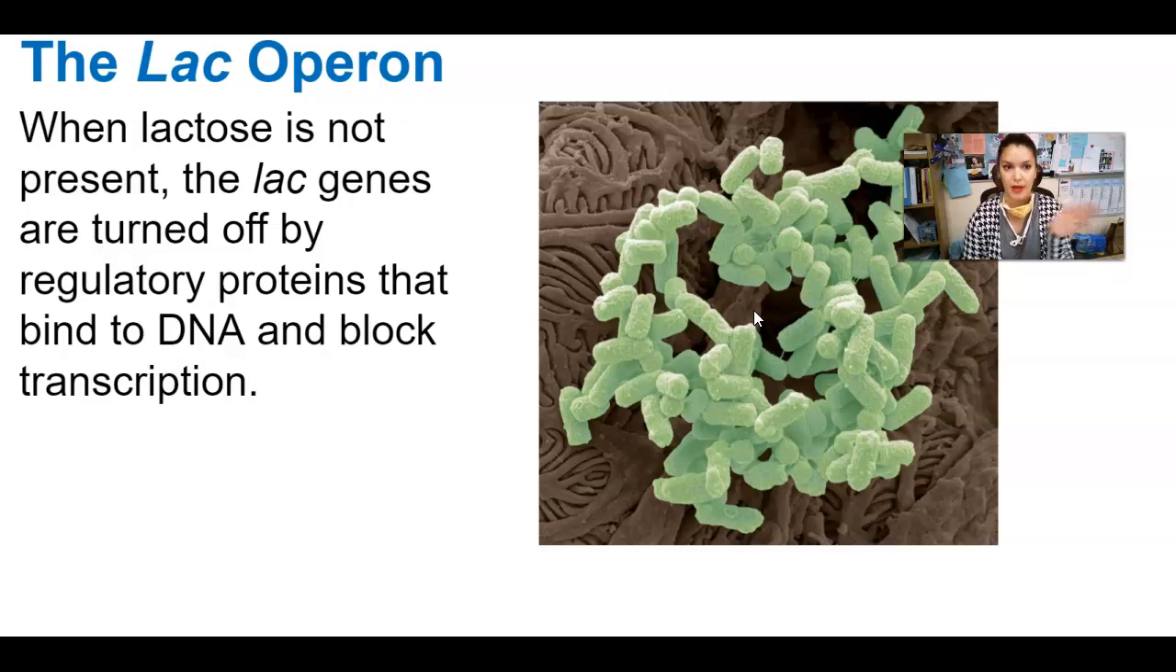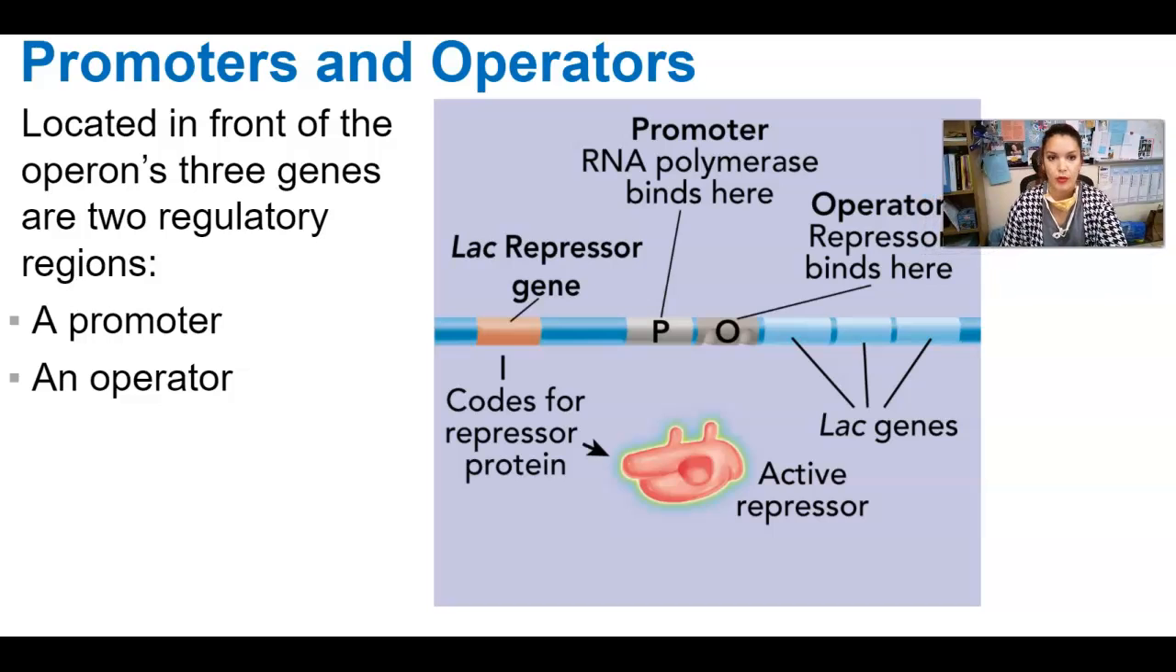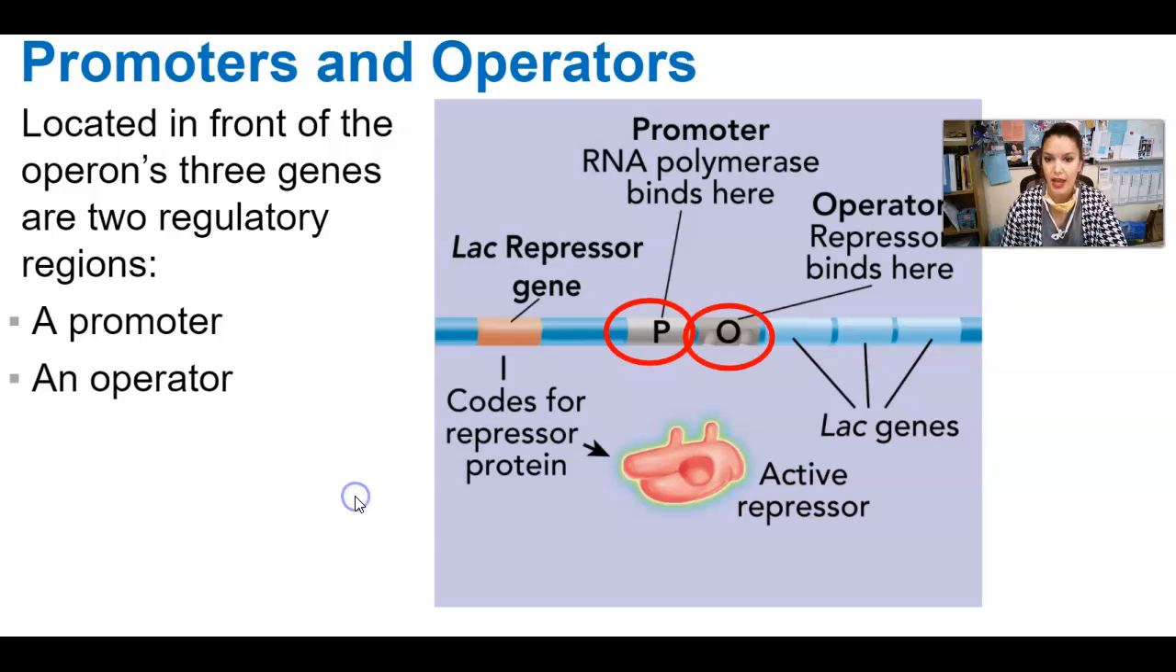Bacteria don't always need to be evolving, so if that's the case, they will block transcription from happening. All right, so promoters and operators are still words that you should know, just in general. We're still talking about prokaryotes here, but located in the front of the operons, the genes have two regulatory regions. So you've got a promoter here and an operator here. This is where the repressor will bind. And then you've got this thing called the lac repressor gene, and then you've got the lac genes here.